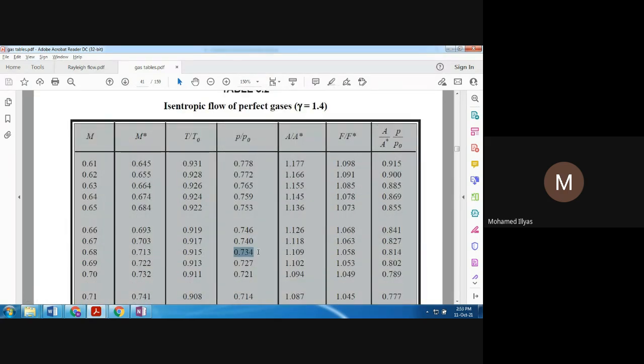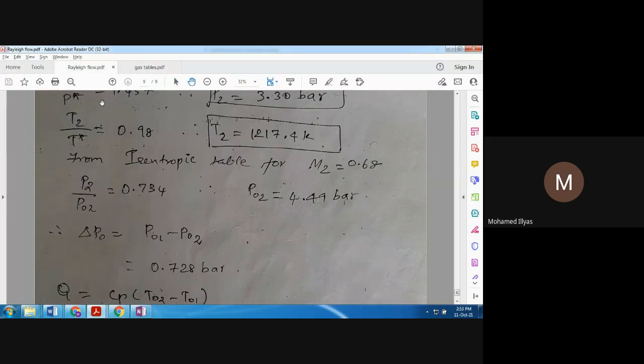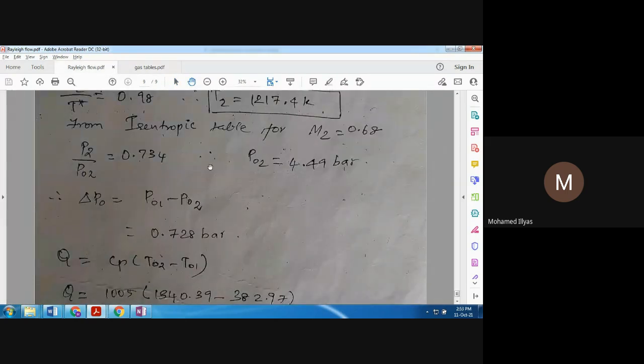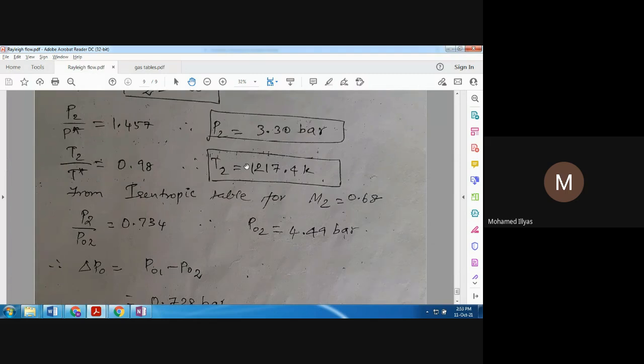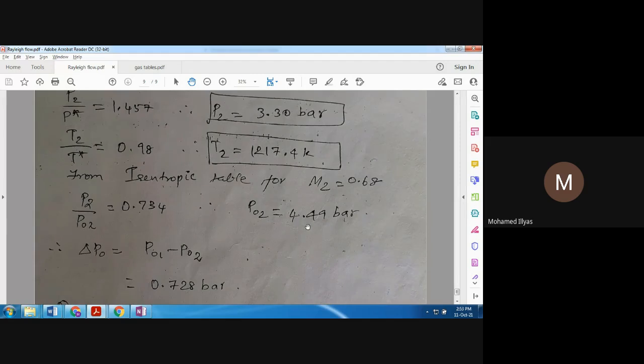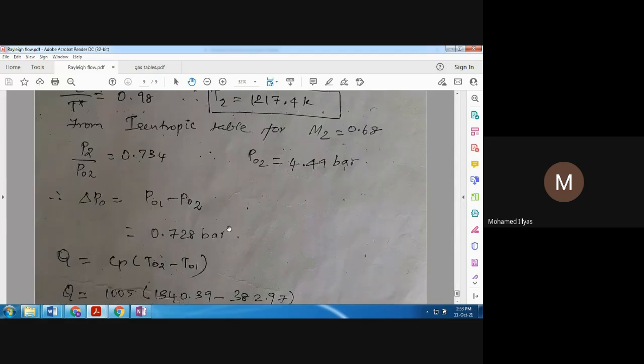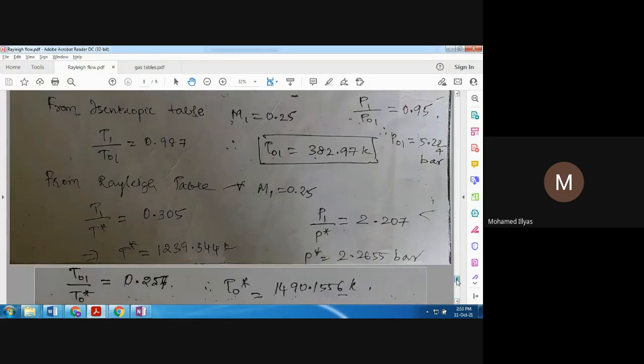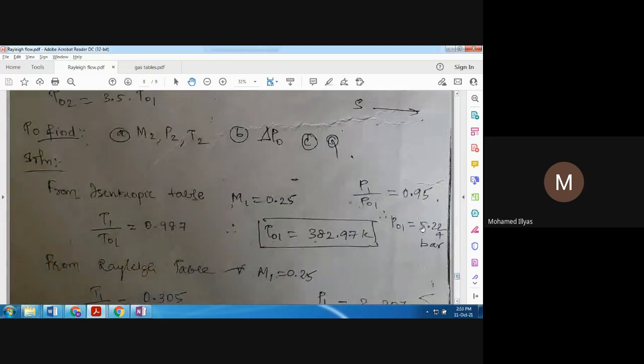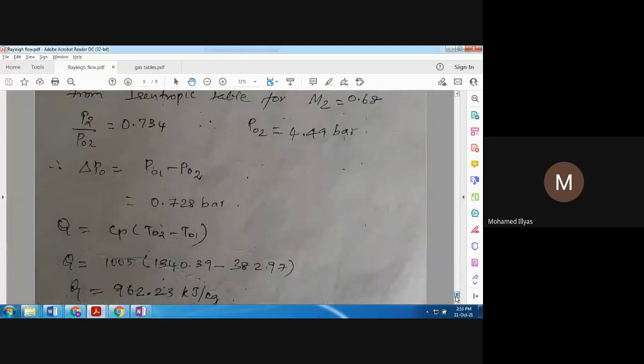For 0.68, we have P2 by P naught as 0.734. So we know P2, which is 3.3. So we'll write P naught 2 as P2 by 0.734. So P naught 2 we calculate as 4.49 bar. And stagnation pressure loss we can write as P naught 1 minus P naught 2. P naught 1 already we calculated as 5.22 bar. So 5.22 bar minus 4.49 bar gives us 0.728 bar.